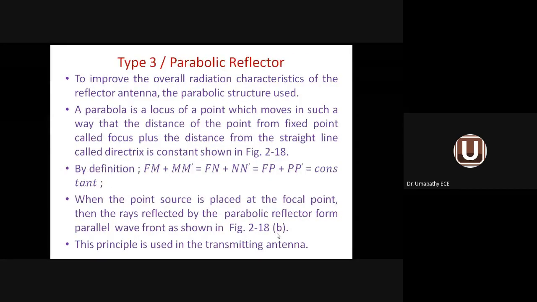Type 3, the parabolic reflector antenna, the third type of reflector antenna. I would like to improve the overall radiation characteristics of the reflector antenna, so I go for a parabolic structure. The meaning of parabola is nothing but the locus of a point which moves in such a way that the distance of the point from a fixed point called the focus plus the distance from a straight line called the directrix is found to be constant. Look at the figure.